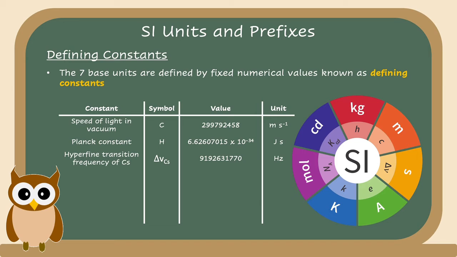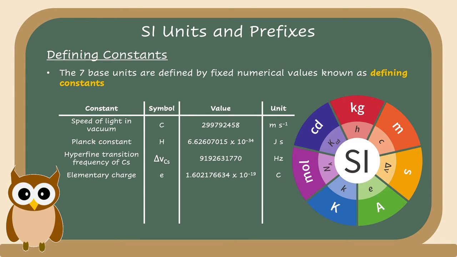The second has also been redefined from its previous definition as a fraction of a year. This is because it is now known that the Earth's orbit is slowing down, and therefore it was decided to change the definition based on the hyperfine transition frequency of the cesium atom, which has a value of 9,192,631,770 Hz.